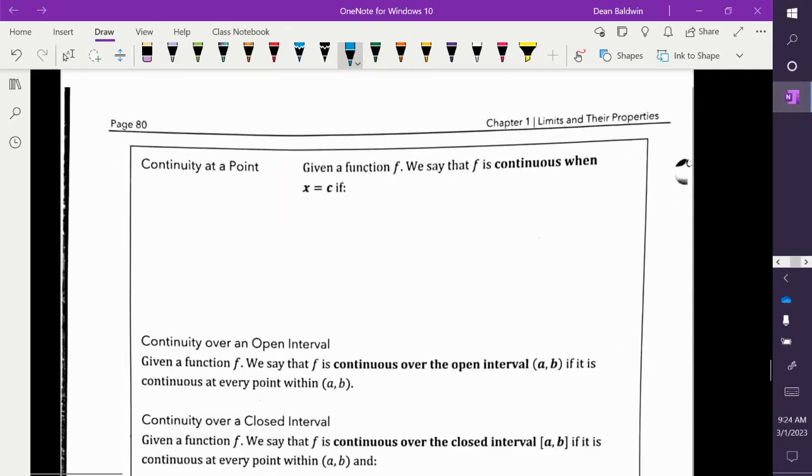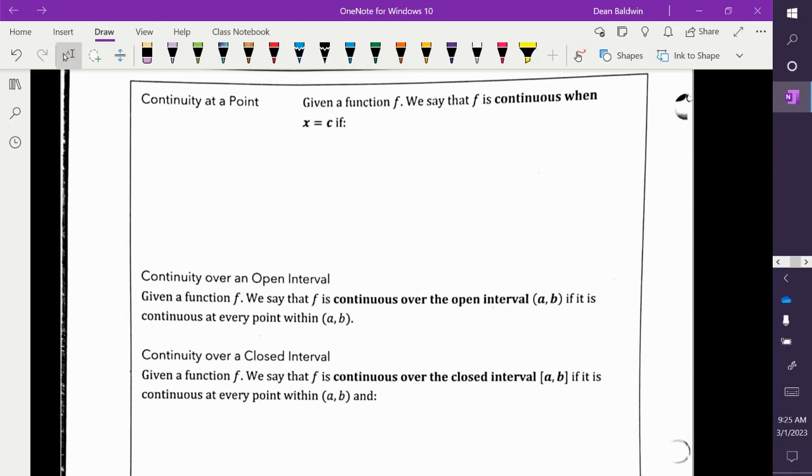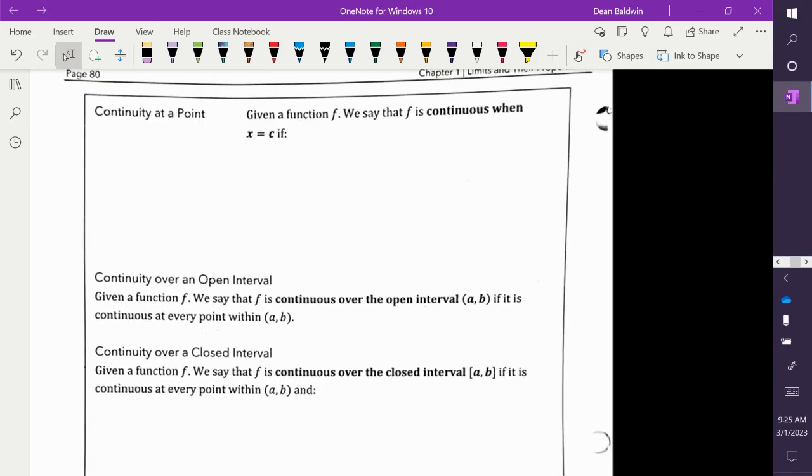Page 80. All right. So this is a review. What are the three conditions for continuity? What three things must be true for a function to be continuous at x equals c? You don't have to give it to me in math speak. You can just say it, the words.